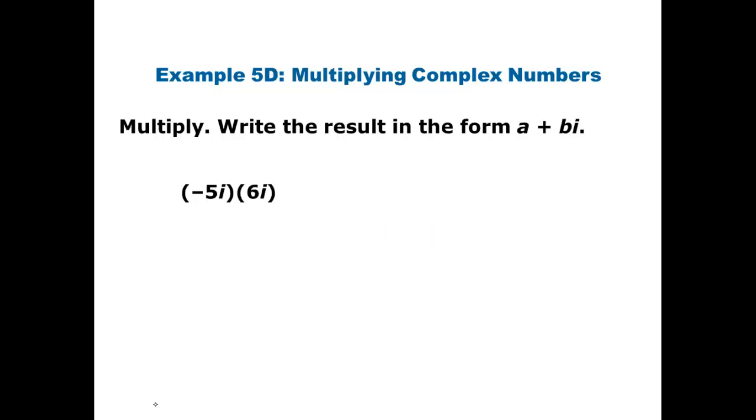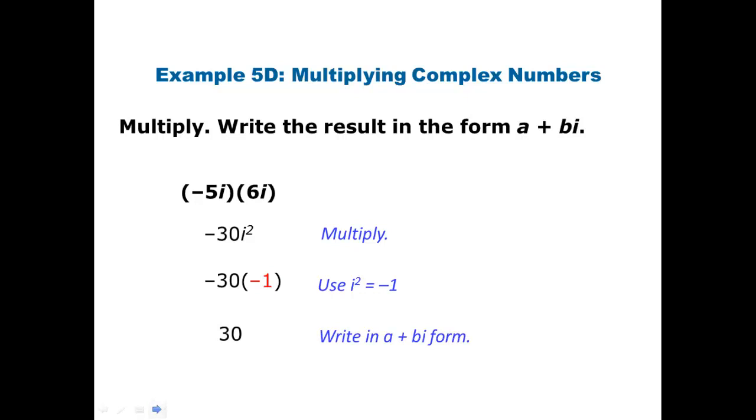Okay, our next one, multiplying these two numbers here, we multiply the numbers, we get -30, and then we get i squared. We know that i squared is -1, so our final answer would be 30.